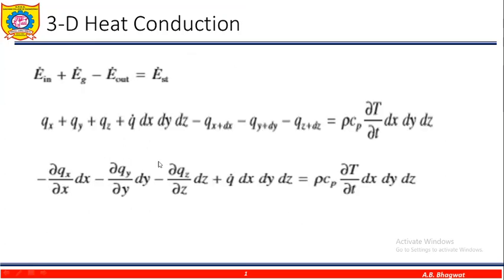Similarly, whatever the energy that is coming in plus whatever the energy that is being generated in that volume, minus whatever the energy that is going out of that volume, is equal to the net rate of change of energy in that particular volume. So E dot in plus E dot G minus E dot out is equal to E dot ST, stored energy. So what is the net energy that is coming in?